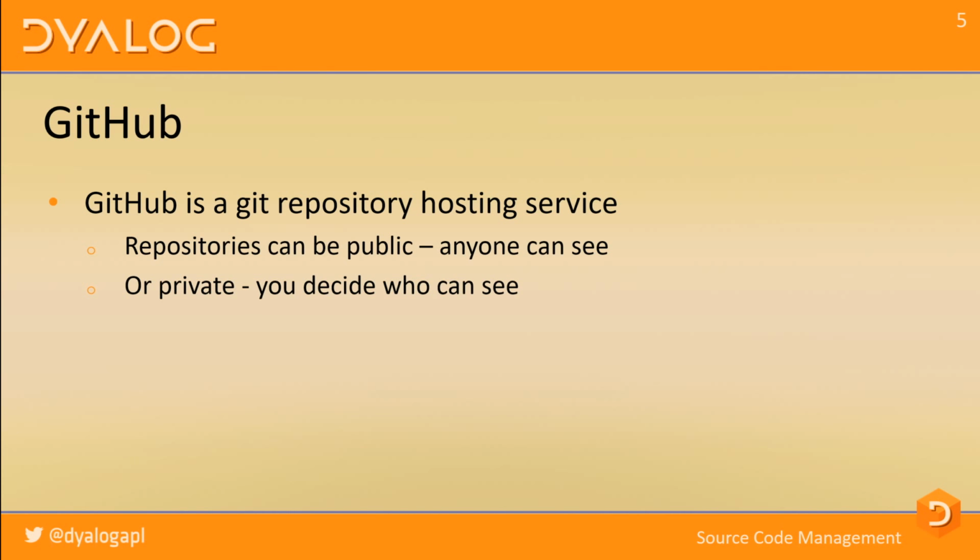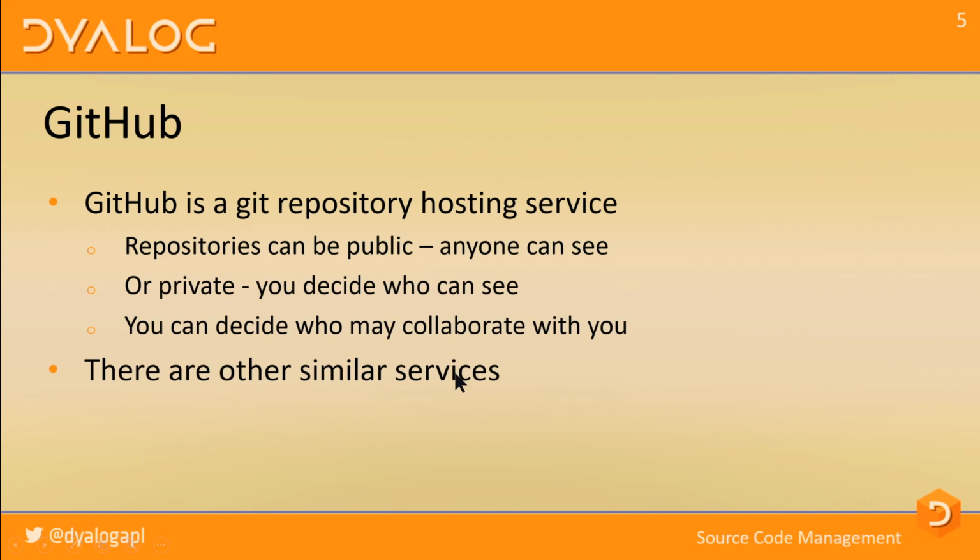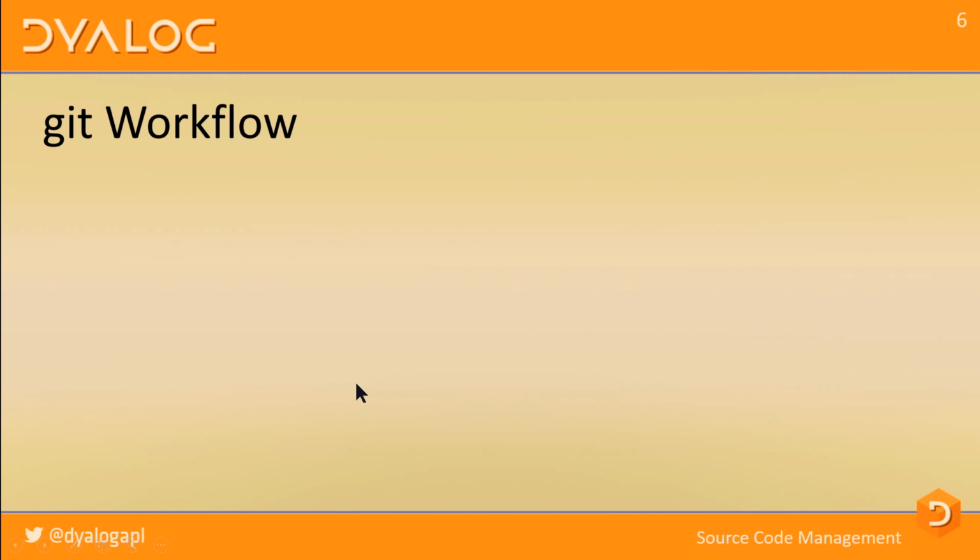You can make a repository public so that anyone can see it. You can have private repositories, but if you want private repositories on GitHub, it's a $7 a month cost for unlimited private repositories. And then for any of your repositories, you can decide who can collaborate and contribute code to the repository. Now, GitHub isn't the only service for hosting Git repositories. There are others. There's Bitbucket and a few others.